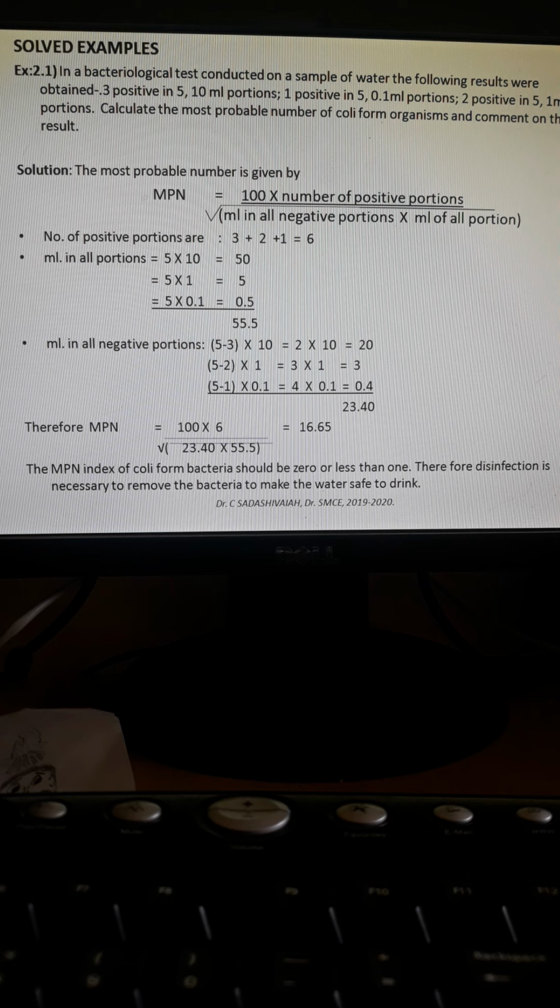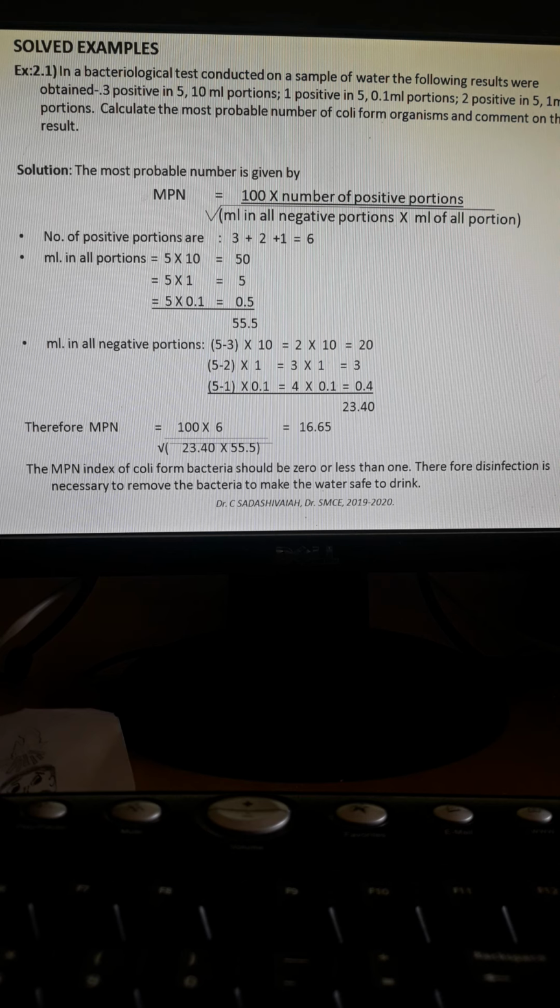16.65 number of bacteria are there. So the value should be 0. Therefore, the MPN index of coliform bacteria should be 0 or less than 1. Therefore, this particular water sample or source, before it is supplied, should be disinfected properly with appropriate methods of disinfection. Then only the water will become safe to drink and for other consumption, say for food preparation, etc.